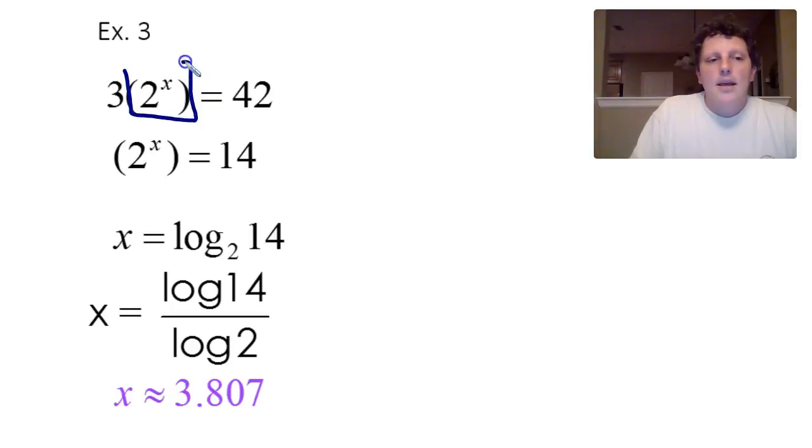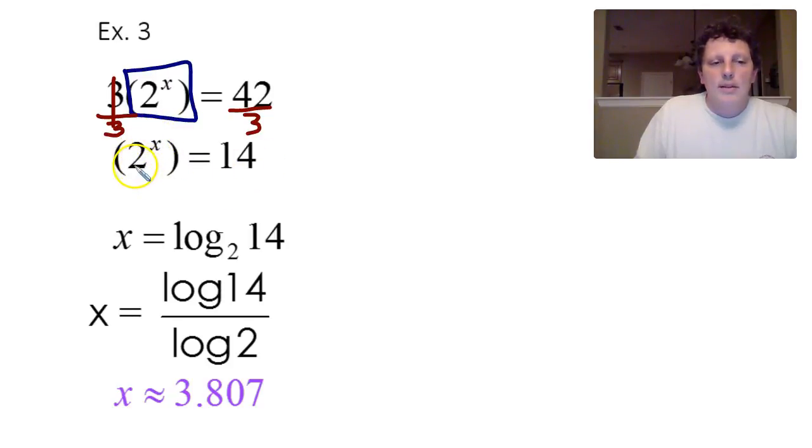So I've got to find another way to get rid of the 3, to isolate this guy right here. Well, how do I get rid of the 3? I divide both sides by 3. And by dividing both sides by 3, I get 2 to the x equals 14. Now I've isolated my base. I'm stuck. I change the form to a logarithm. I say that x, the exponent, is going to be equal to log base 2 of 14.